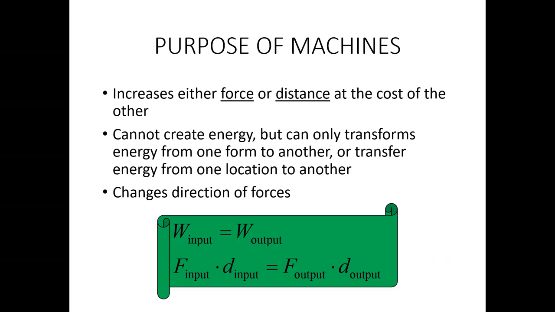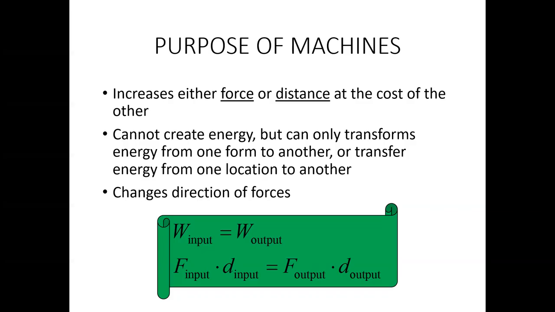Now, a machine is almost exclusively useful because we humans are weak, yet we can do things for a long time. So generally speaking, when we use a machine, we put in a little bit of force over a long distance, and the machine takes that and gives us a large force over a small distance.